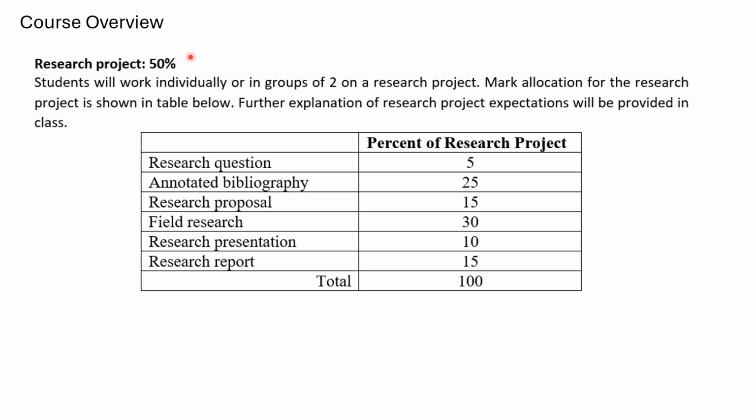And then there's this 50%. Wow, half your course mark is based on this research project. And how do you get that? Well, I've broken it down to include the following: your research question, something called an annotated bibliography, the proposal, the actual research, which is a big chunk of it, and then there's going to be a presentation and a report.